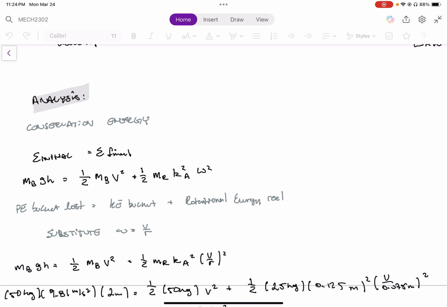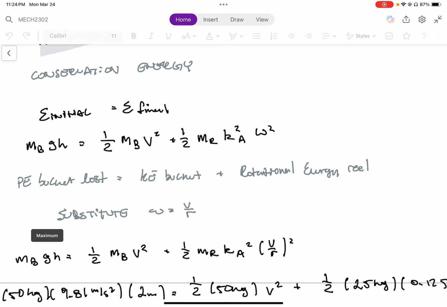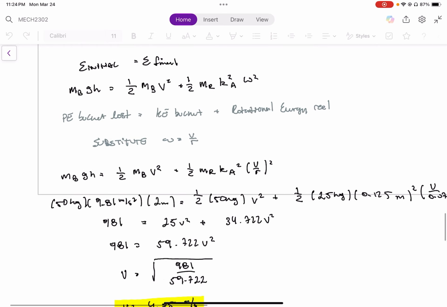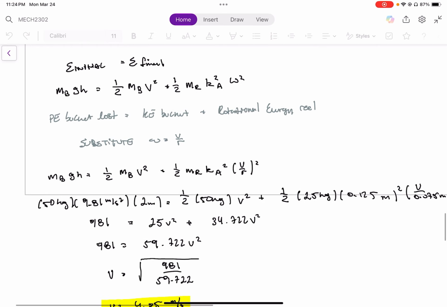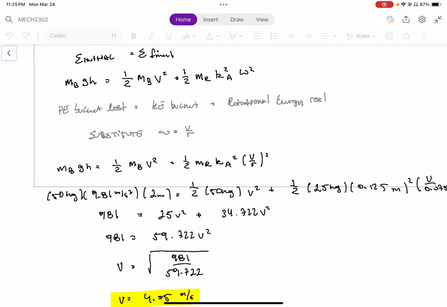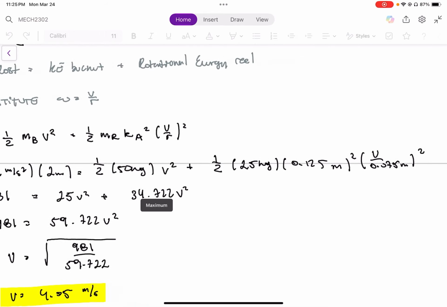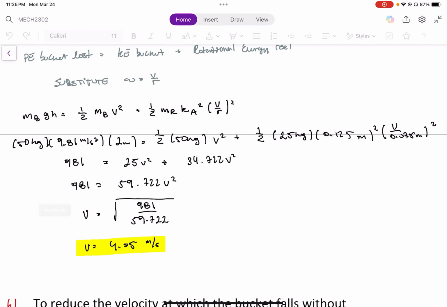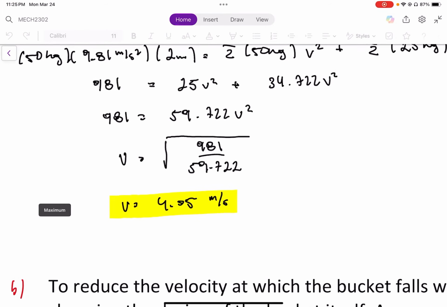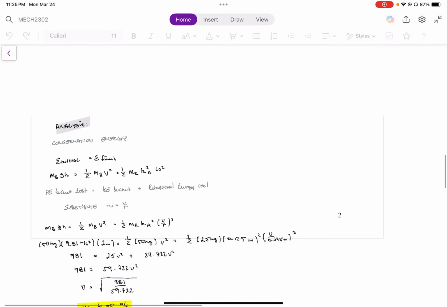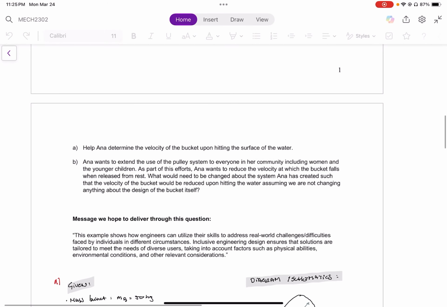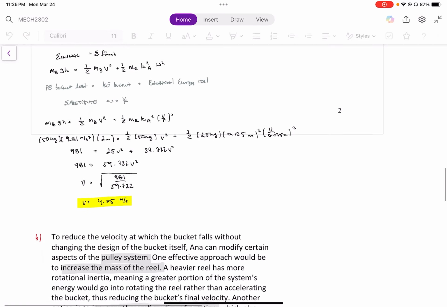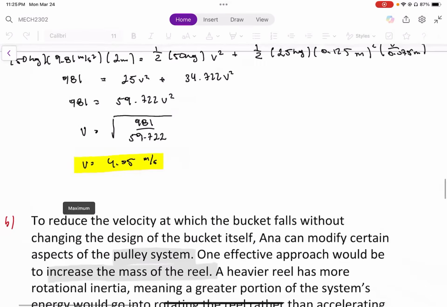Plus half of the mass of the reel times k squared, which is the radius of gyration, times omega squared, which we're substituting with V divided by R, and then plugging that in here. We're subbing in all the known values, and solving in terms of V. If we solve for this, it's going to be 9.81, and then we isolate for V, and we get that the velocity is 4.05. So looking at the question, to determine the velocity of the bucket hitting the water at the surface, the velocity would be 4.05 meters per second.